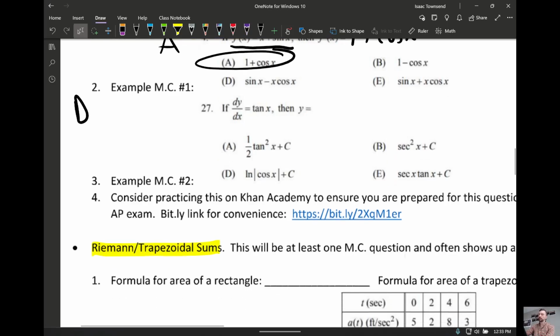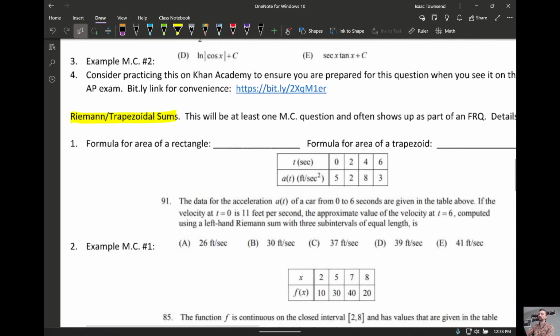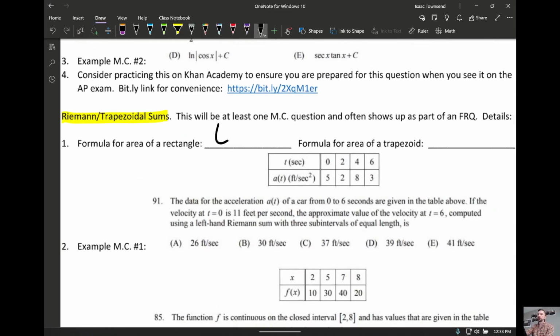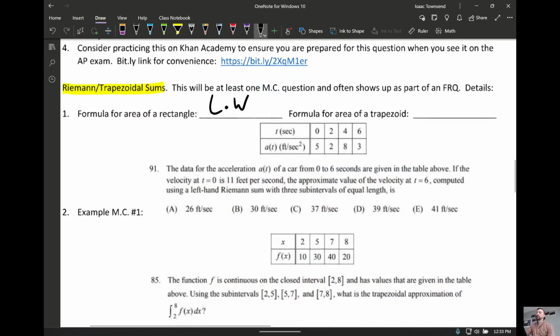Okay, moving on. Trapezoidal sums and Riemann sums. So area of a triangle, base times height, length times width, whatever you want to call it. Not as important to me, but for trapezoid, this one is important. It's the height times the bases added together, all divided by 2.